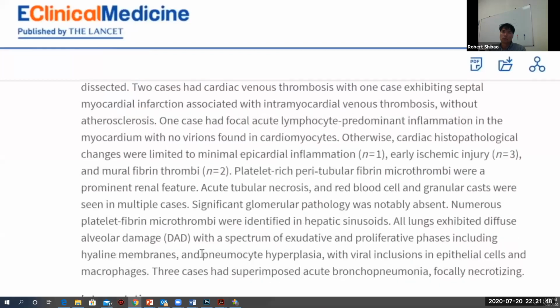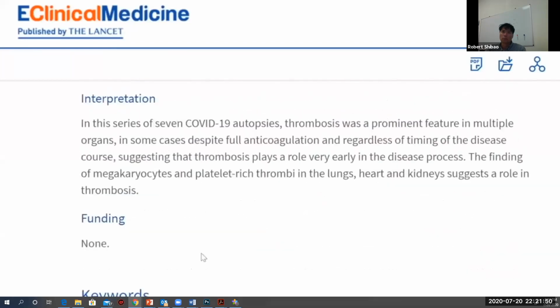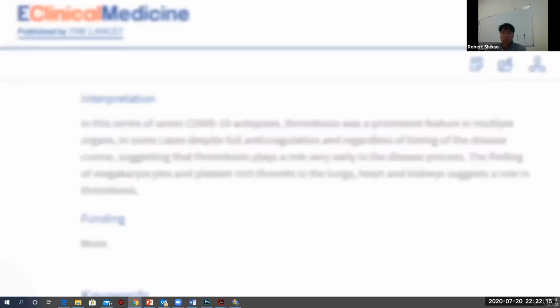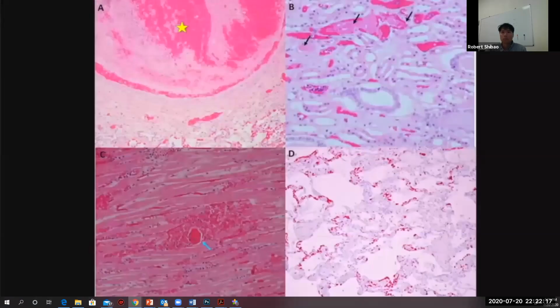Let's go on and take a look here in their interpretation. They say in this series of 7 COVID-19 autopsies, thrombosis was a prominent feature in multiple organs, and in some cases, despite full anticoagulation and regardless of timing of the disease course, suggesting that thrombosis plays a role very early in the disease process. The finding of megakaryocytes and platelet-rich thrombi in the lungs, heart, and kidney suggest a role in thrombosis.